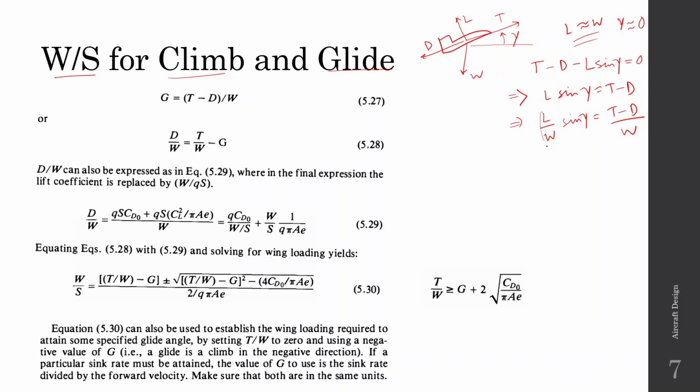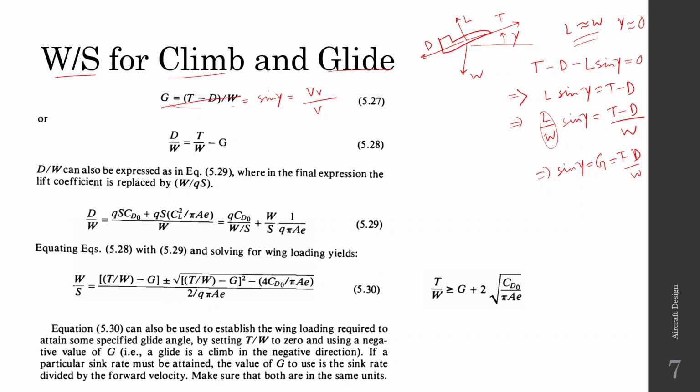So then these terms will cancel and we will get sine gamma, which is equal to g. This is thrust minus drag by weight. So this is the quantity over here, which in the book they call the climb gradient, and this is equal to sine gamma. You can also write it as the vertical velocity by the cruise velocity.